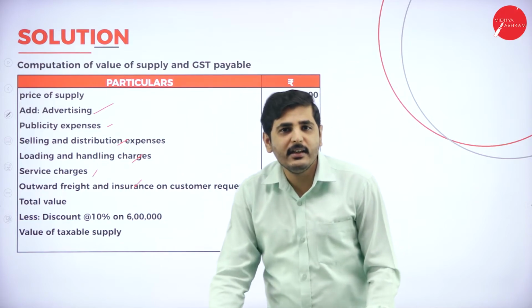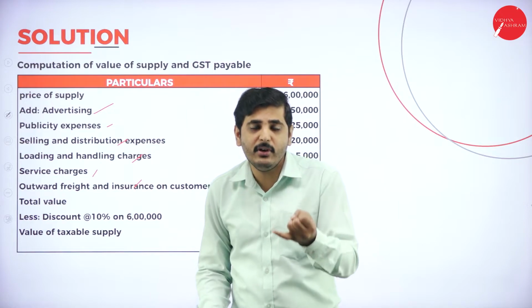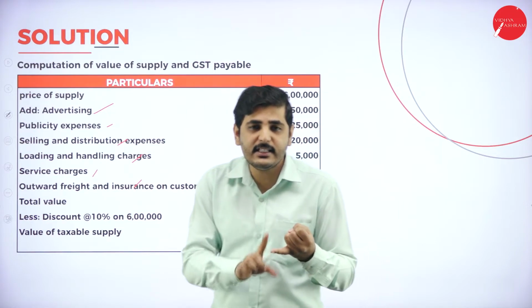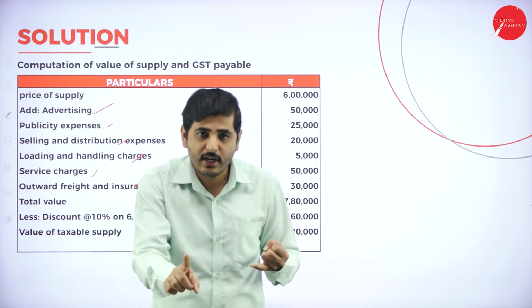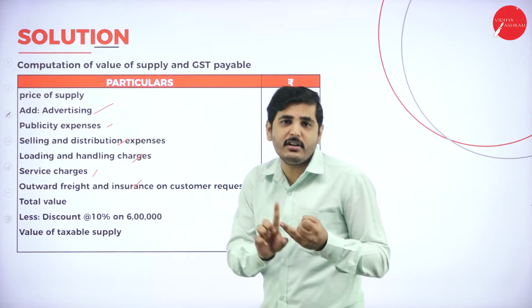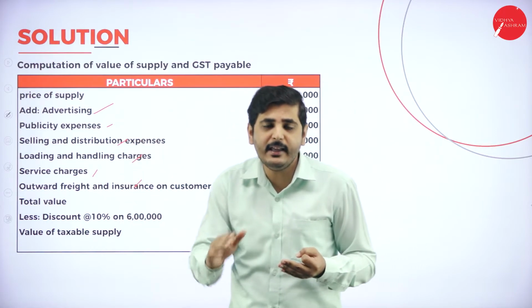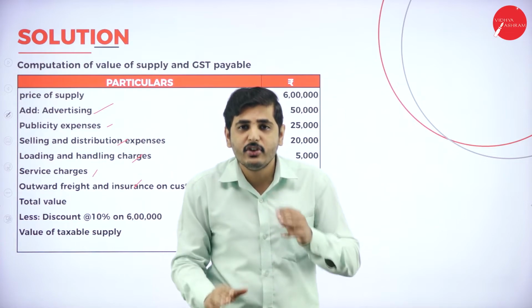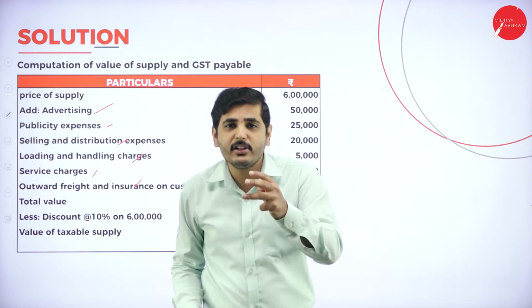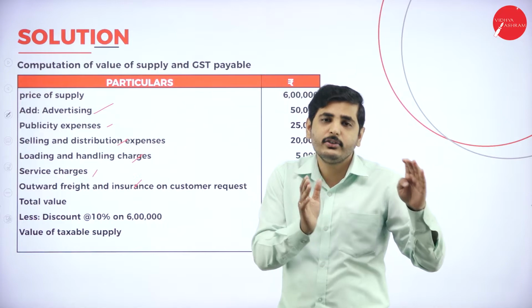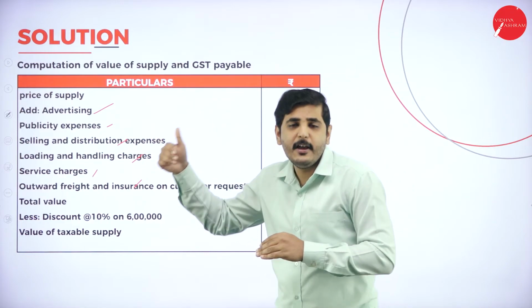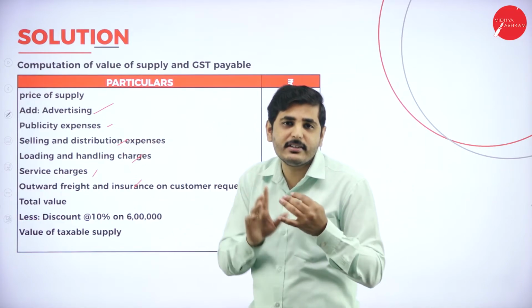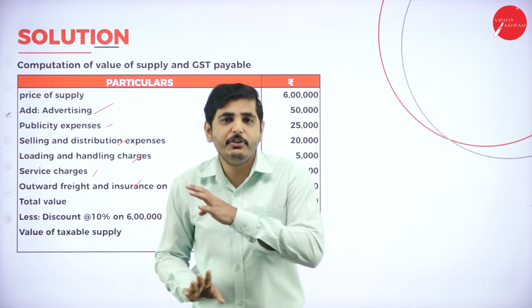So what are the other things we should not consider? If they give any GST paid, IGST paid, CGST paid, we should not consider it. Any subsidy from the government, we should not consider. Any late fees paid, any fine paid, we should not consider. And also anything paid by a third person. For example, any transportation charges paid to a third party, we should not consider. Apart from these 4 items, we should consider all the items.